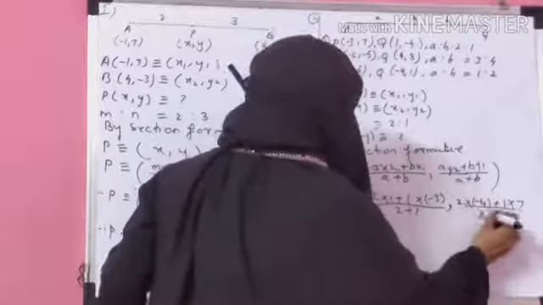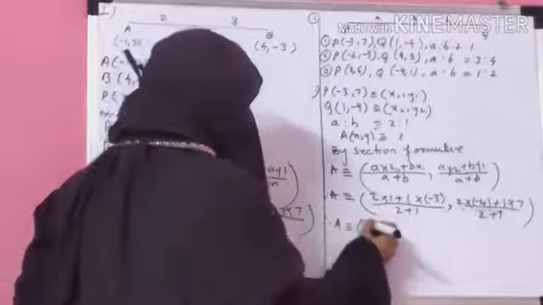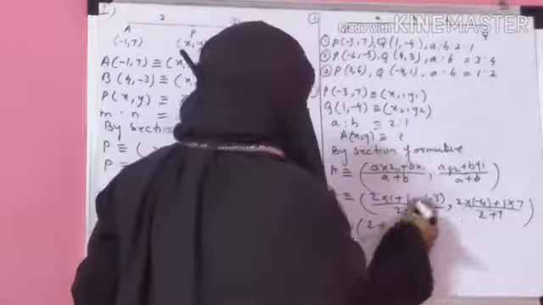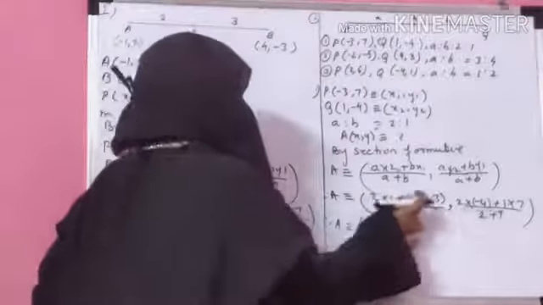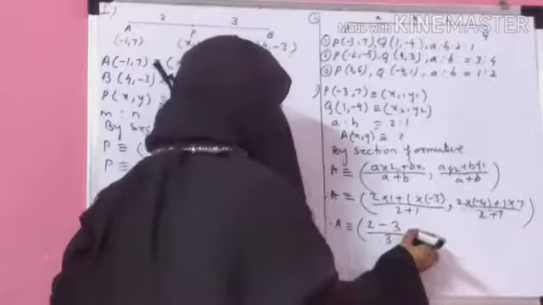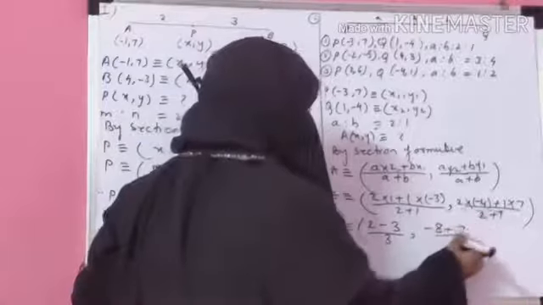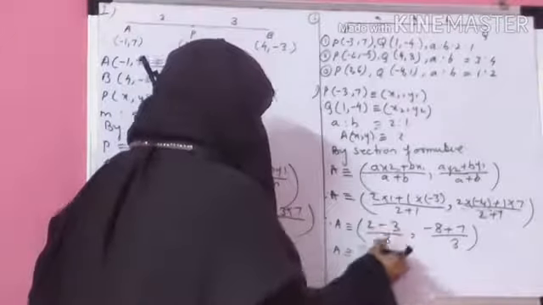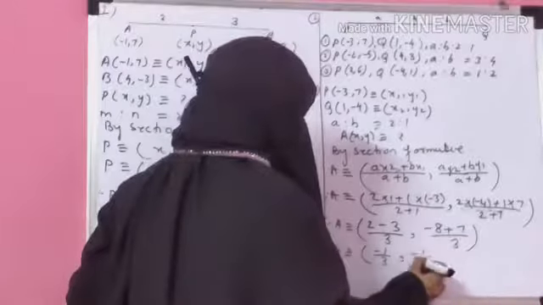Okay. Now the next step: coordinate of point A is 2 ones are 2, plus minus minus, 3 ones are 3, divided by 2 plus 1 is 3, comma, 2 fours are minus 8 plus 7 ones are 7, divided by 2 plus 1 is 3. Got it? So coordinate of point A: 2 minus 3 is minus 1 upon 3, comma, minus 8 plus 7 is again minus 1 upon 3.